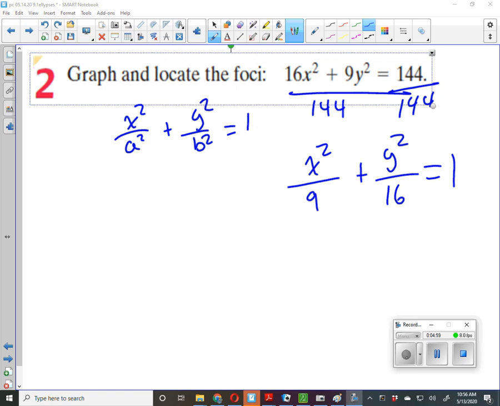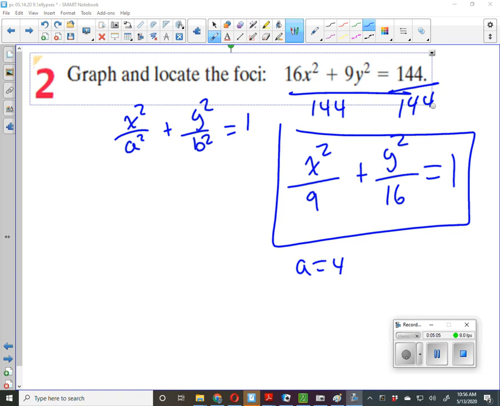You now know, I mean, this was the answer to the question, but you now know your a value is 4, your b value is 3, your c value is the square root of 16 minus 9, or the square root of 7.